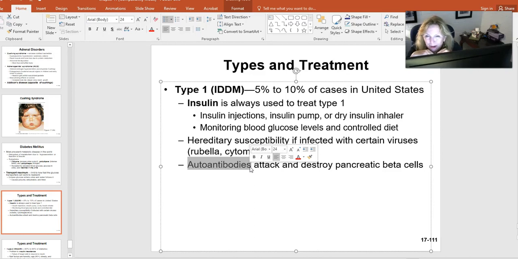But now we do have microorganisms through genetic engineering that can produce human insulin. And so people with type 1 can really try to regulate this.